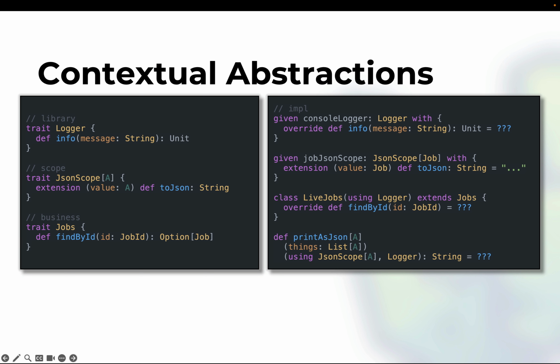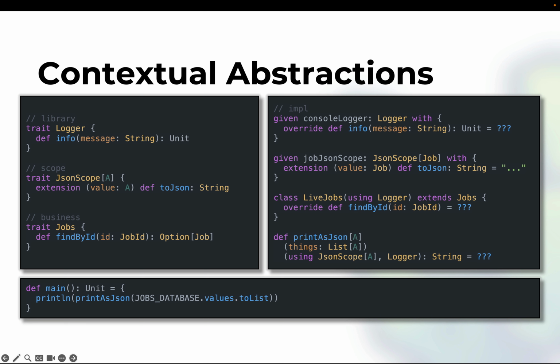Now, the advantage in Scala is that we don't have to pass them explicitly because the compiler finds them automatically and passes them automatically as well. And if it cannot find them, then the code will simply not compile, thereby granting the correctness of the description of print as JSON. So the signature makes the compiler not compile the code unless you're able to give the JSON scope and logger in that particular place.